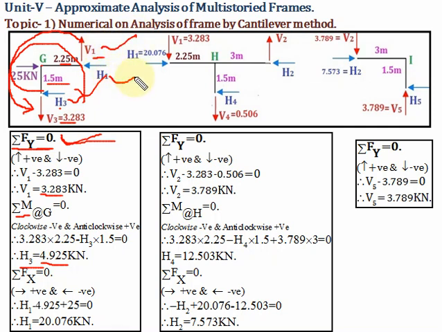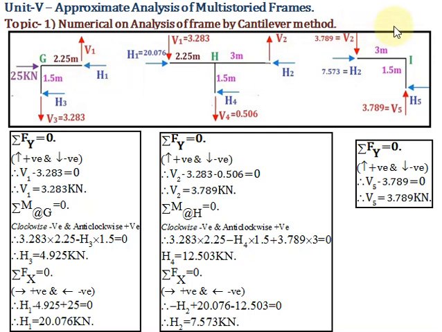Now we know the value of H3 and the value of V1. What is the unknown now? H1. So we'll apply the next equilibrium equation, summation Fx equal to 0. Towards right the force is considered positive, towards the left negative. H1 is acting towards the left, so minus. H3 is 4.925, acting left, minus; 25 is acting towards the right, plus. If you solve this, we get the value of H1 as 20.076.